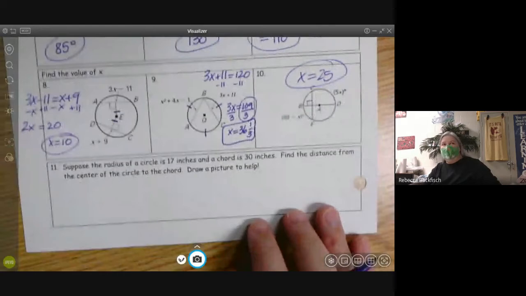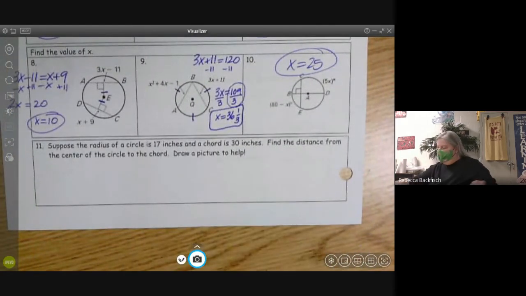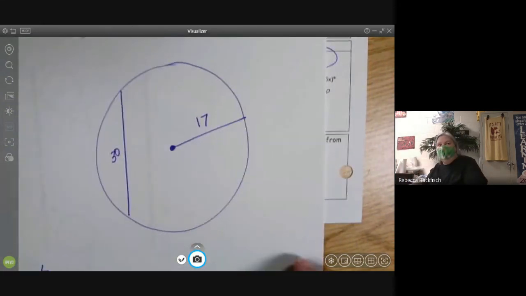Okay, this last one we're definitely going to have to draw because they didn't draw it for us. So suppose the radius of a circle is 17 inches and a chord is 30 inches, okay? Find the distance from the center of the circle to the chord. So I drew it like they're just random, like we don't know where each one is. The radius is in one place, the chord is in some other place. Because that's what they told me.